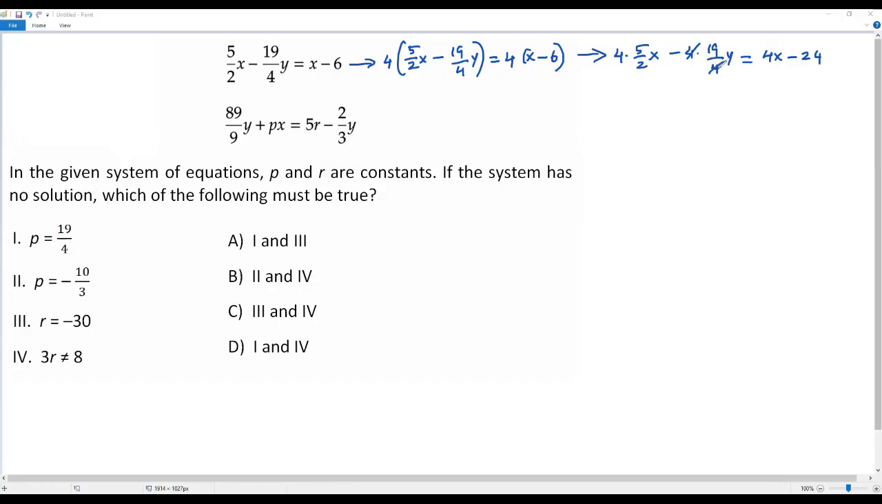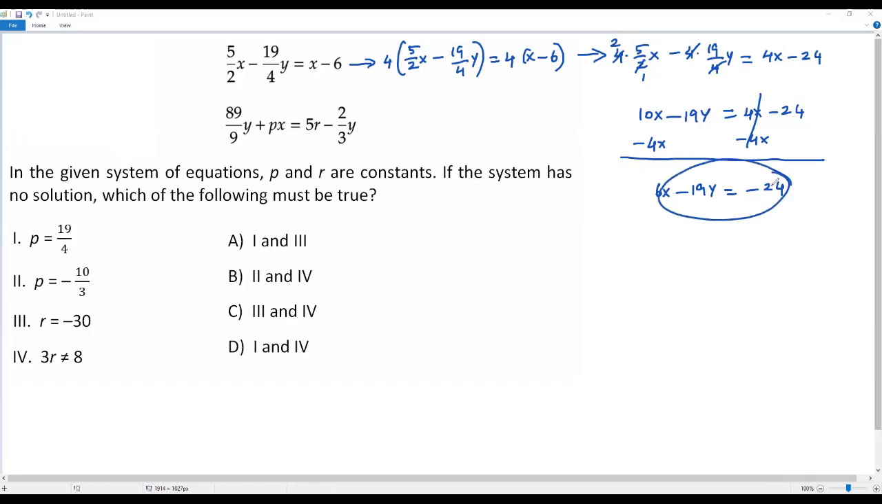Here the 4 will cancel out. 2 goes into 2 one time and 2 goes into 4 two times. 2 times 5x is 10x, minus 19y, equals 4x minus 24. Now let me subtract 4x from both sides. The positive 4x and negative 4x cancel out. Combining 10x minus 4x, I get 6x minus 19y equals negative 24. Here I got the first equation in standard form.